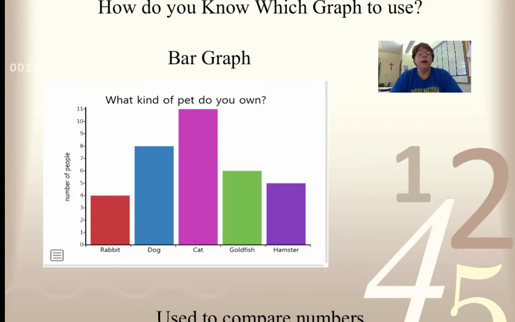So if you're comparing items when you are testing them, like which one would be better to use or which thing happened the most often, then you would use a bar graph.